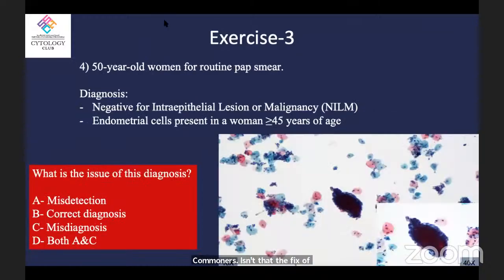And this is the last question in our lecture. A 50-year-old woman for a routine Pap smear. The diagnosis was negative for intraepithelial lesion or malignancy, and endometrial cells present in a woman over 45. So what is the issue? Is it misdetection, correct diagnosis, misdiagnosis, or both?